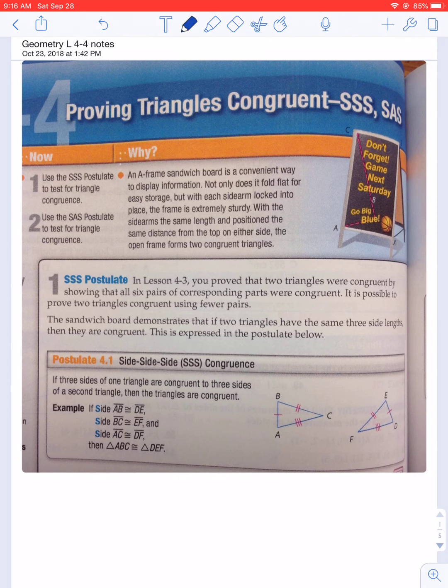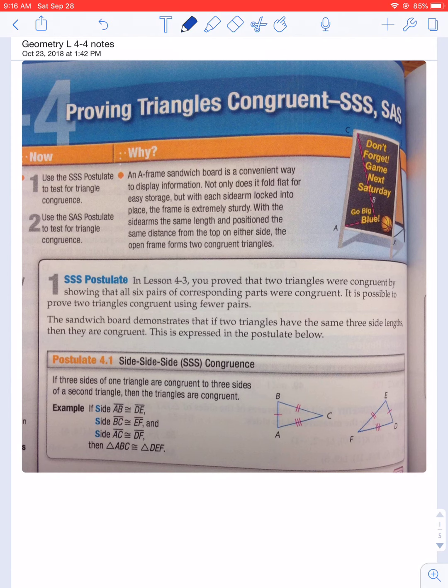The great thing about these two is, if you remember in the last lesson, when we were trying to prove two triangles were congruent, we had to prove that there were three congruent angles and three congruent sides between the two triangles that were congruent to each other. So that was a total of 6 things that we had to verify.